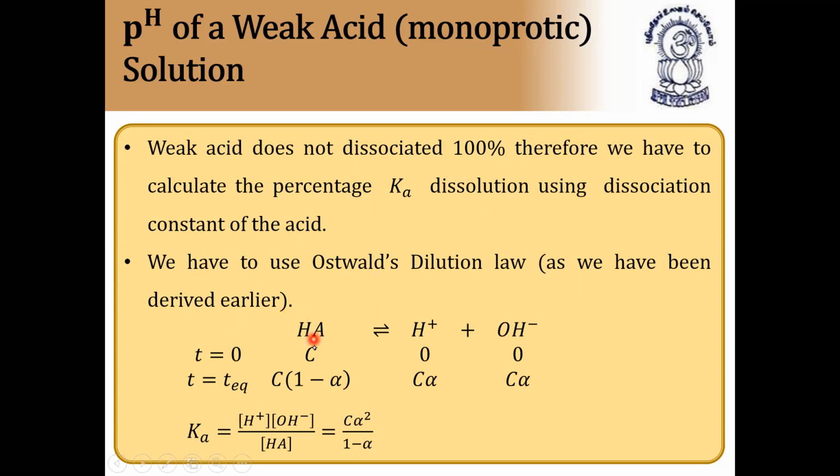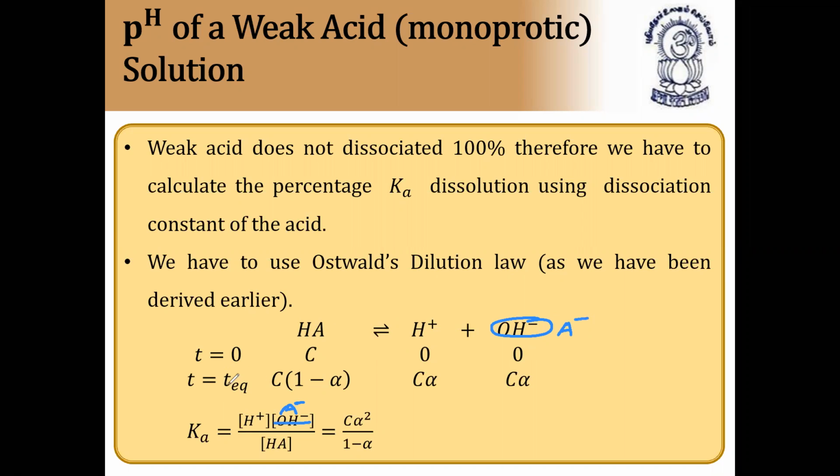So let us take one weak acid, that is HA. The initial concentration is C, and the initial concentrations of H plus and A minus are zero. This should be H plus and A minus, it's not OH minus. So please change it. It should be H plus and A minus, and here also I'll change it to A minus. So HA gives us H plus and A minus.